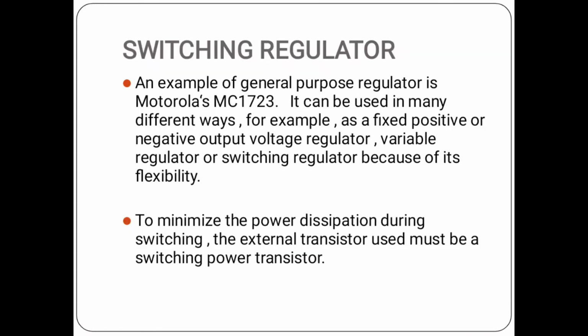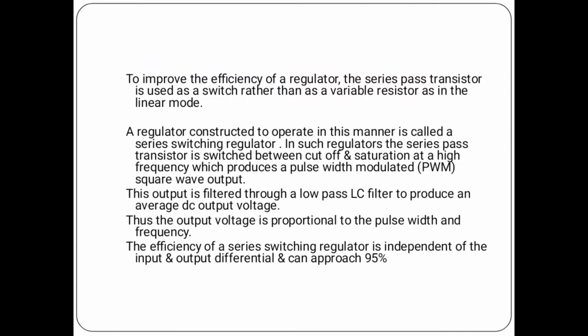Switching regulator. An example of a general purpose regulator is Motorola's MC1723. It can be used in many different ways, for example, as a fixed positive or negative output voltage regulator, variable regulator, or switching regulator. Because of its flexibility, to minimize the power dissipation during switching, the external resistors used must be switching power transistors.